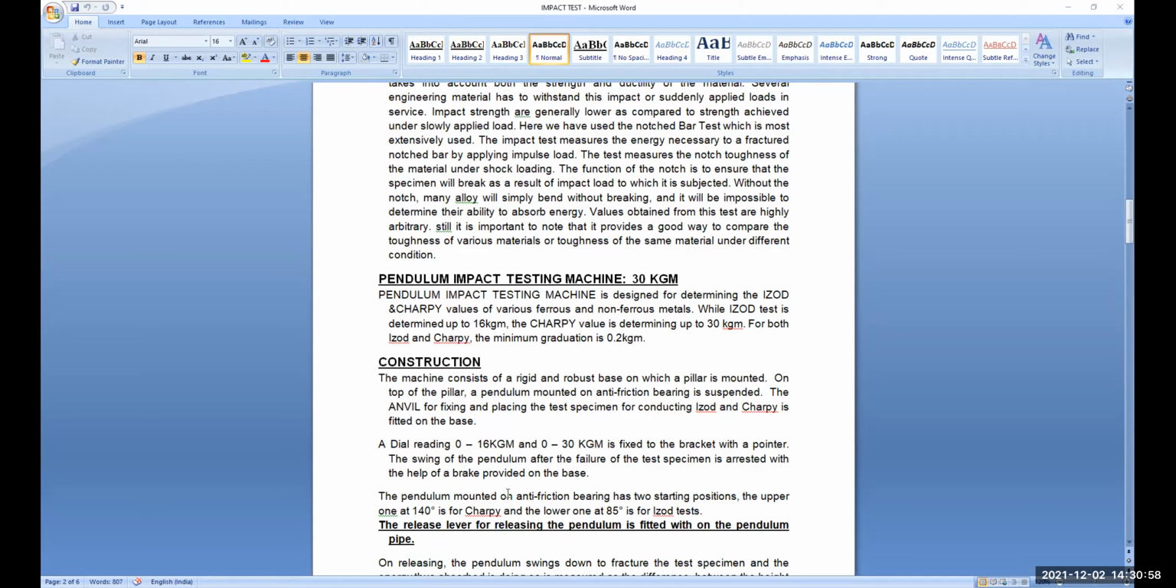The pendulum mounted on anti-friction bearings has two starting positions. The upper one, 140 degrees with the vertical, is for Charpy, and the lower one, 85 degrees with the vertical, is for the Izod test.